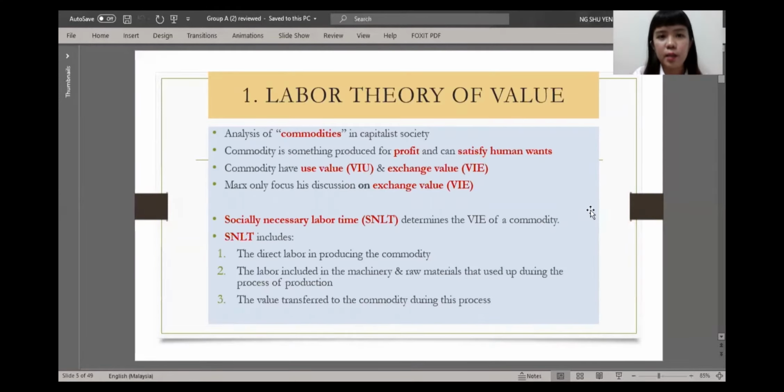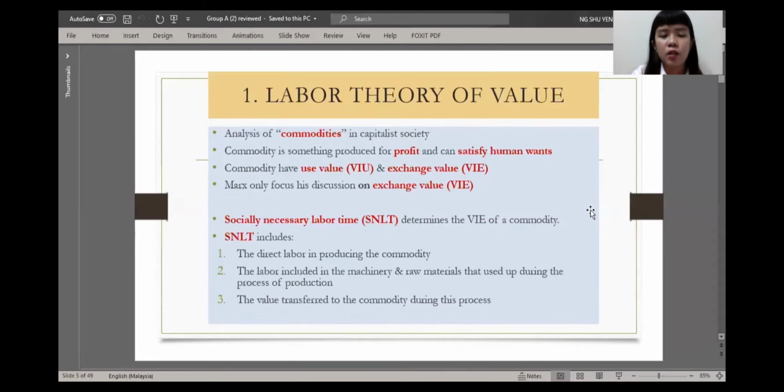The first concept is the labor theory of value. This is a theory to analyze the commodities in capitalist society. A commodity is something produced for profit that can satisfy human needs. Commodities have use value and exchange value, but Marx only focused on the exchange value. To determine the exchange value of a commodity, socially necessary labor time (SNLT) is used.